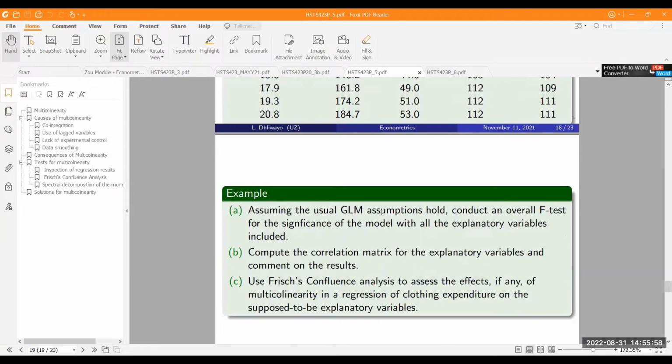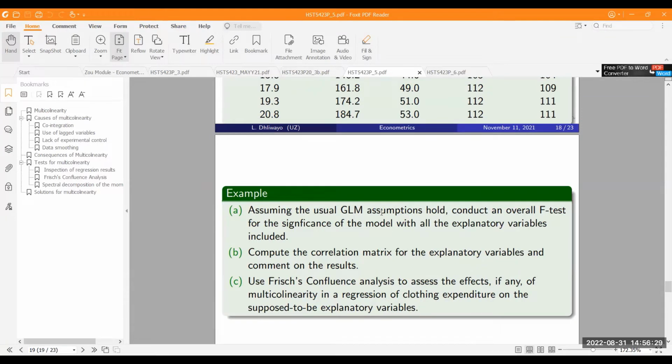Now, assuming the usual GLM assumptions hold, conduct an overall F test for the significance of the model with all explanatory variables included. Okay, this one, you make use of statistical software to just perform an F test or ANOVA table, perform a regression, but one for all the variables. And here we are assuming that all the assumptions hold.